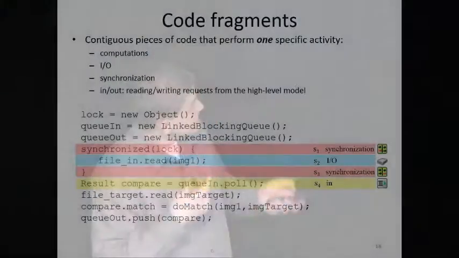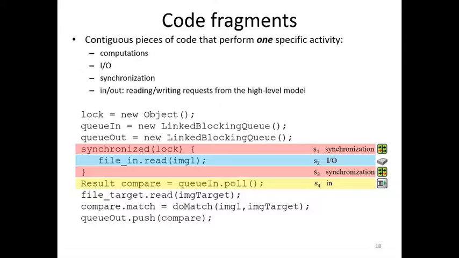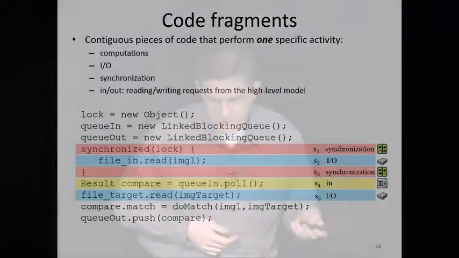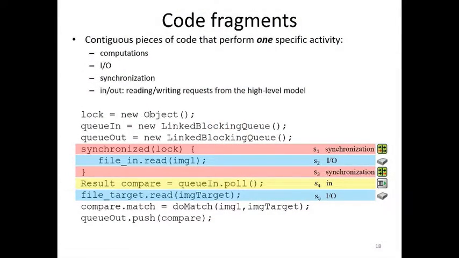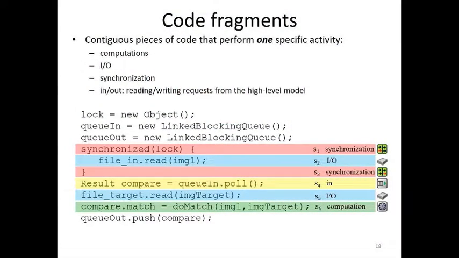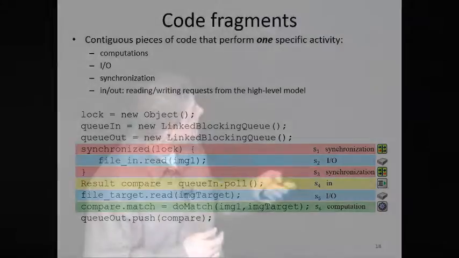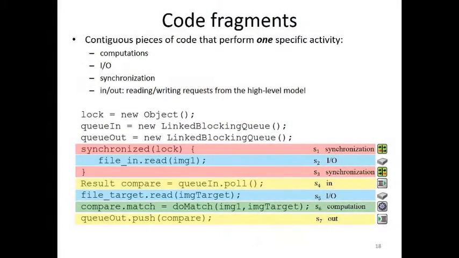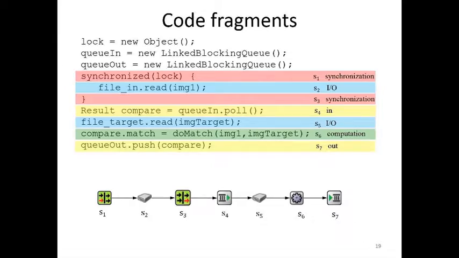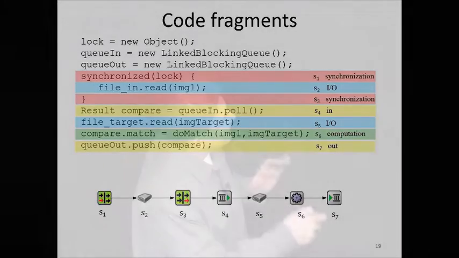Correspondingly, getting the request from the queue is what we call an in code fragment, which corresponds to accessing the queue in the high-level model. This is another read code fragment, another input-output operation. Then we are doing image comparison, which is a CPU-intense operation, represented by the computation code fragment. And finally, we push the result in the queue, which is another queuing operation, an output code fragment. So this is an example of a program and how we can divide it into code fragments. This is correspondingly going to be the probabilistic call graph for this program, and it is going to be a very simple straight line.